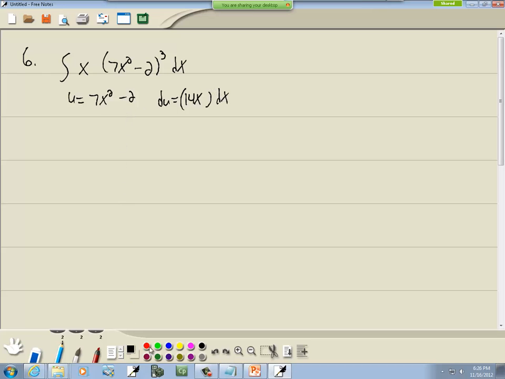Okay, now it has to match exactly. This matches that, so that's good. We can replace that with u. du, we have 14x dx. So we have the dx, that's good. We have the x, that's good. What we don't have is the 14 in there. Well, let's put the 14 in there.